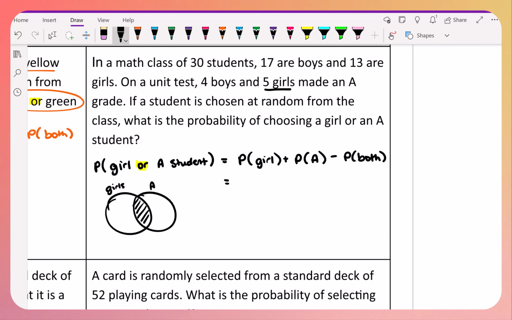So let's do the probability of a girl. That would be 13 out of a total 30 students. How many made an A on their exam? You have 9 that made an A out of 30, minus, and we're going to subtract that overlap. So I had 5 girls that made an A. Altogether, type that in your calculator, you should end up with 17 out of 30.